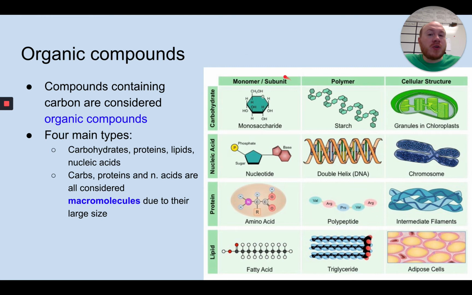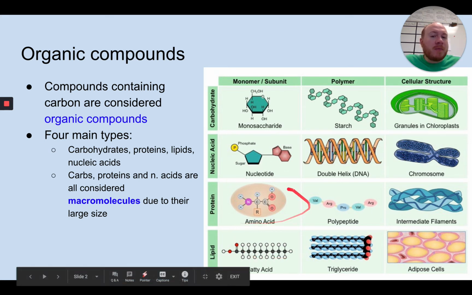Carbohydrates are things like sugars, and their monomer, or subunit, their basic part, is called a monosaccharide. Monosaccharides get put together to make polymers. An example would be starch. Starches help with cellular structure, so we might see them in granules in the chloroplasts. Nucleic acids, which is what DNA and RNA are made out of, have monomers called nucleotides, and you might find them as part of a chromosome.